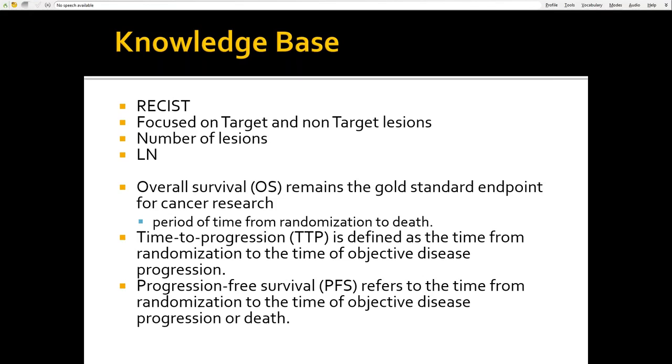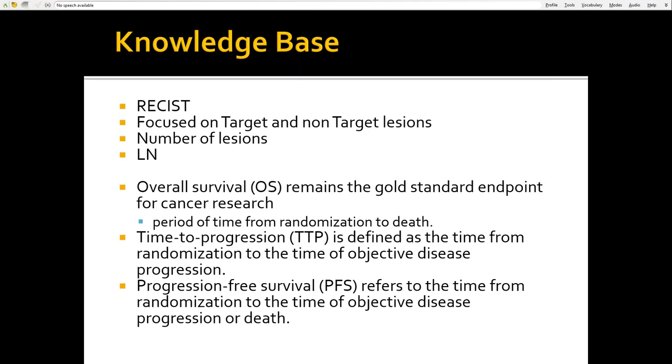Another thing is time to progression. How's the time from the randomization to the time of the disease progression? How long do you keep it at bay? How long do you prevent tumors from spreading? Do you keep it at bay for years? Do you keep it for weeks, for months? How do they do?